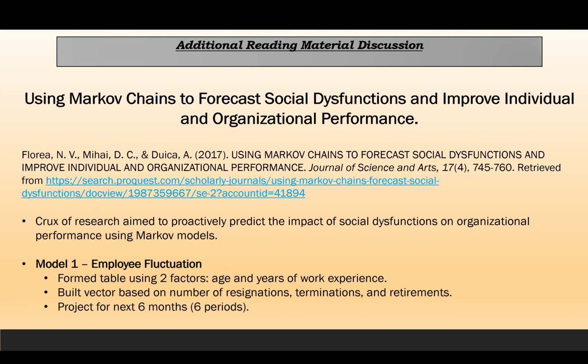So I just wanted to highlight another example. This could be in healthcare, this could be really in any industry, but this is more of an HR related model. This was a part of the additional readings that we provided. This research really aims at predicting social dysfunctions and how they affect organizational performance. So they did 3 models. The first model was on employee fluctuation. Essentially they used 2 factors: age and years of work experience. And then they built the vector based on things such as the number of resignations, terminations, and retirements. And then they wanted to project that for 6 months or 6 periods.